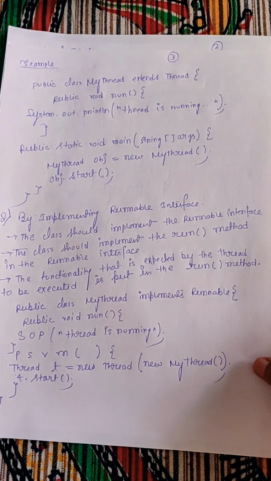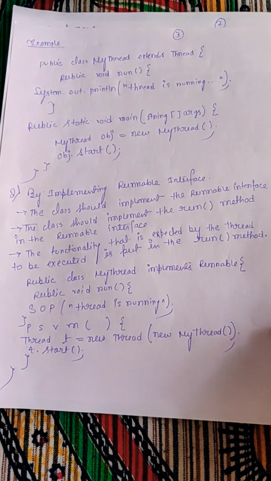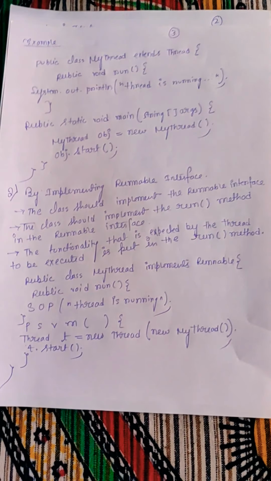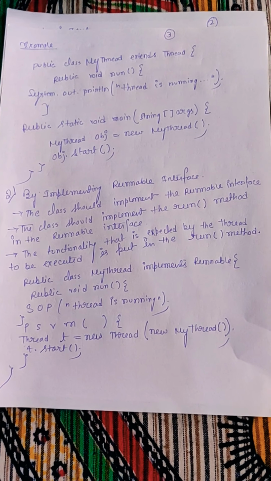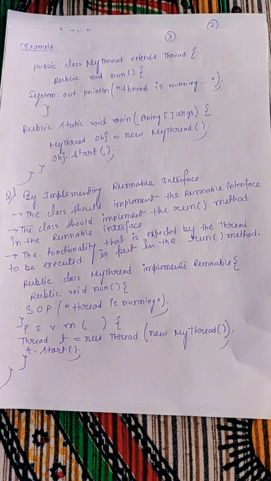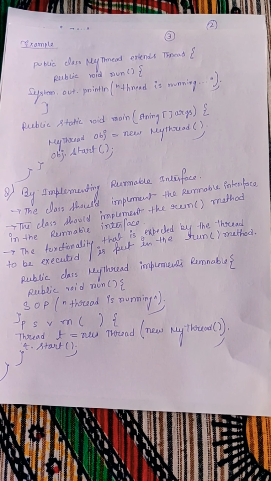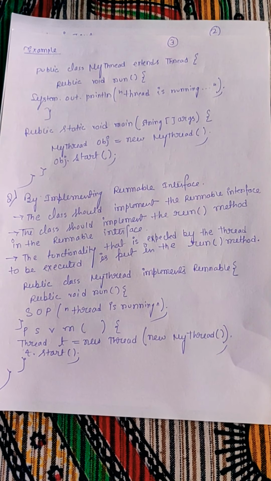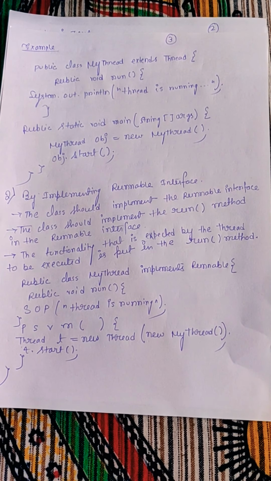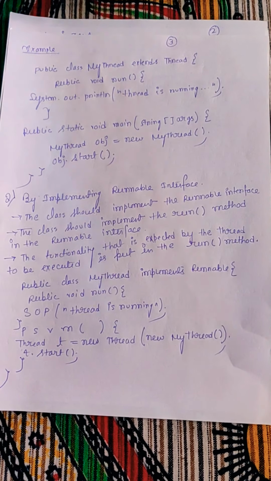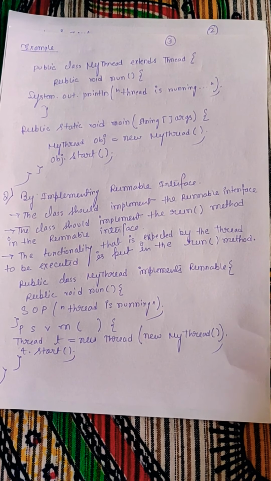Now the second point was that by implementing the Runnable interface we can also create a thread. There are also some points. First, the class should implement the Runnable interface, the class should implement the run method of the Runnable interface, and third, the functionality expected from the thread should be put in the run method. Now let's keep these points in mind and see the example.